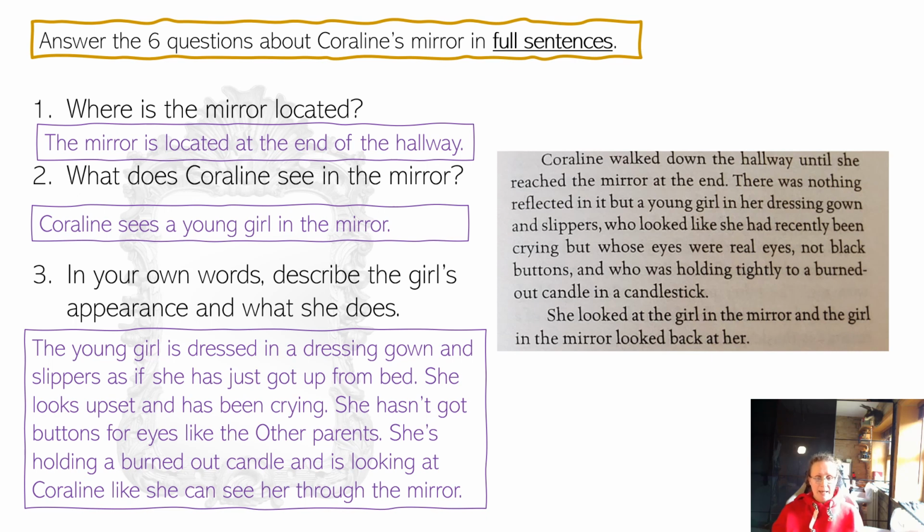She looks upset and has been crying. She hasn't got button eyes like the other parents. She's holding a burned out candle and is looking at Coraline like she can see her through the mirror. So if you want to see if you've got those different bits of detail about what she's wearing, her eyes, what she's holding, and that she's looking at Coraline like she can see her, like the mirror's transparent in some way. Okay, pause the video to check your answers, to do any improvements if you need to, and then press play when you're ready.